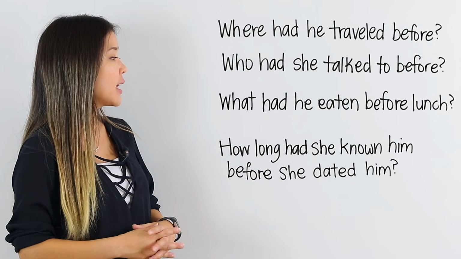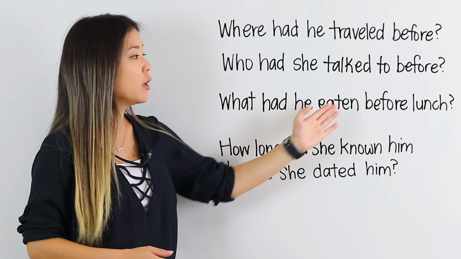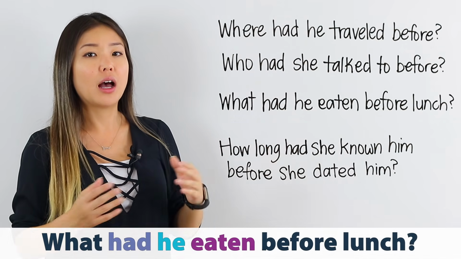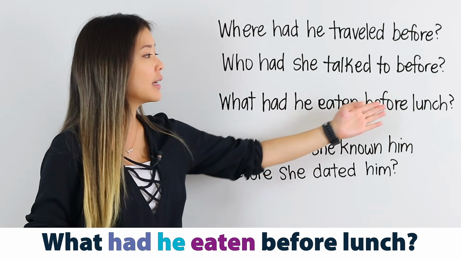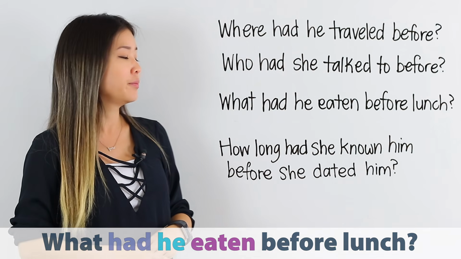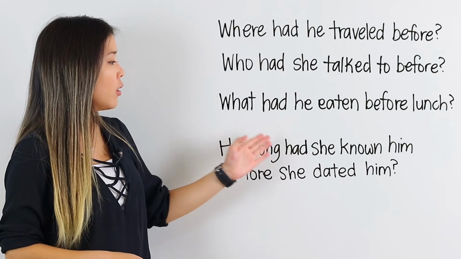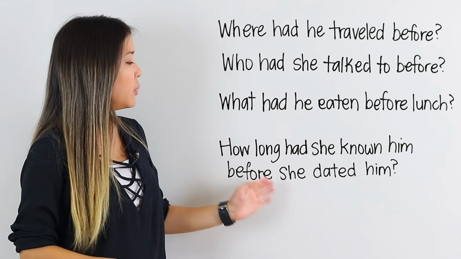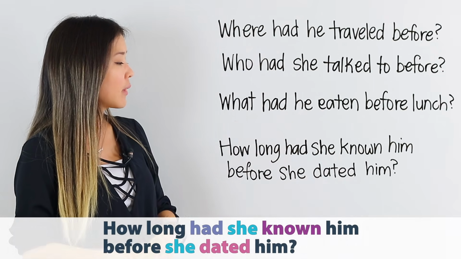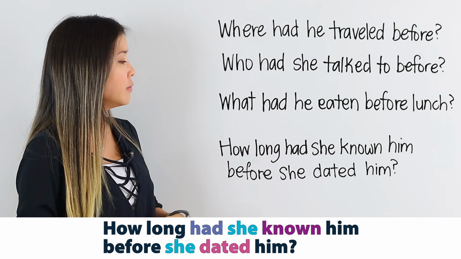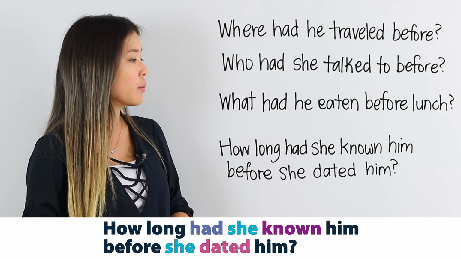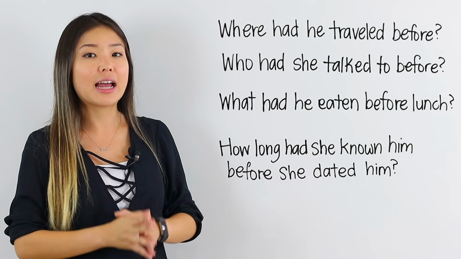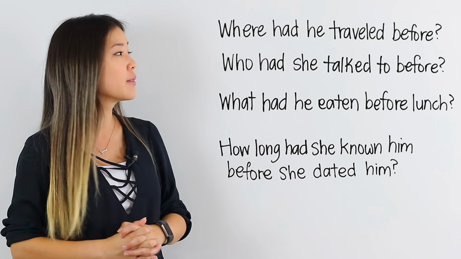The next question says, what had he eaten before lunch? Again, we follow the same formula. However, here it says lunch for you. The last one says, how long had she known him before she dated him? Again, how long, had, subject, and then the past participle. Let's take a look at how to answer these questions.